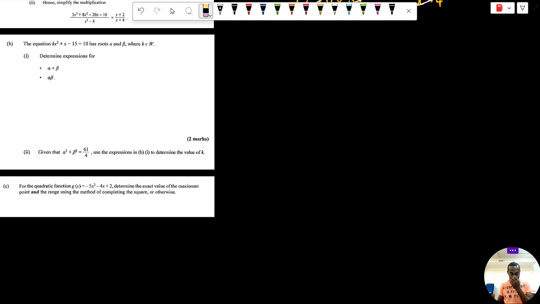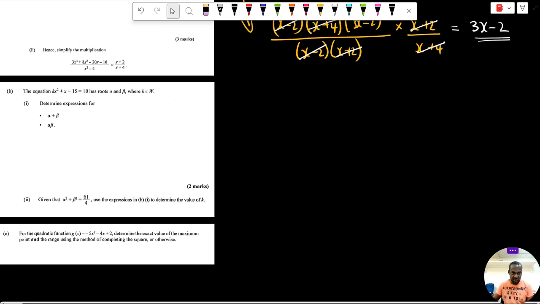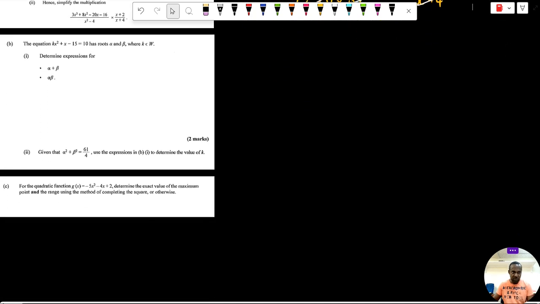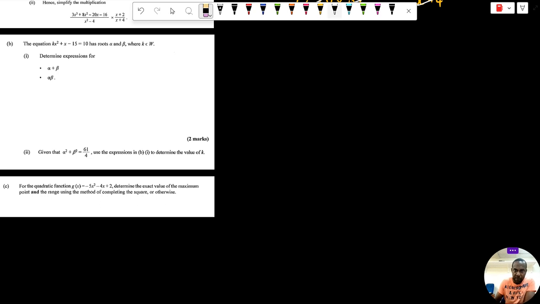Now, part B, I would have spent a significant amount of time looking at part B, and the reason for it is that there was a point where I thought that I would have made a mistake, and I'll explain why that is in a short while, right? So let's begin by now looking at part B of question 1. Part B says the equation, let's write it down, kx squared plus x minus 15 equals 10. We're told that it has roots alpha and beta, right?